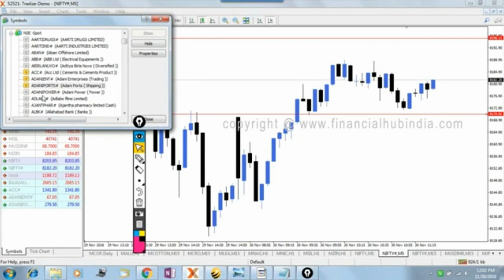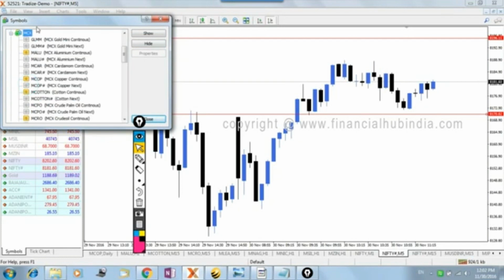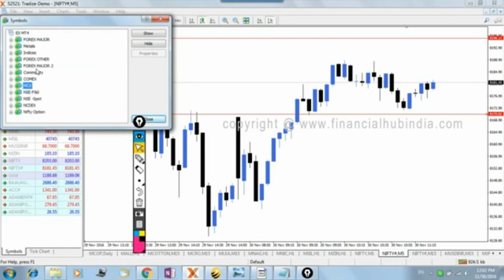So I'll do Adani Power now, and you keep an eye here, it will automatically add this Adani Power. You just click show. So that is how you can choose which one you need. You can come to MCX and choose your commodity, your commodity script.